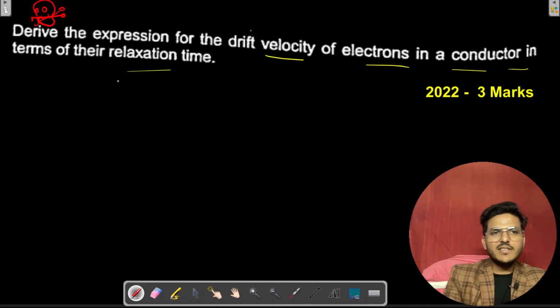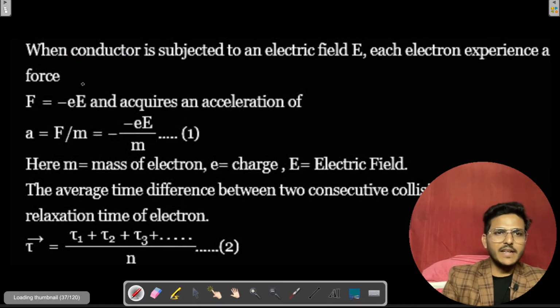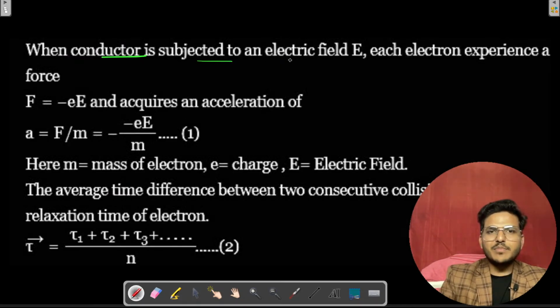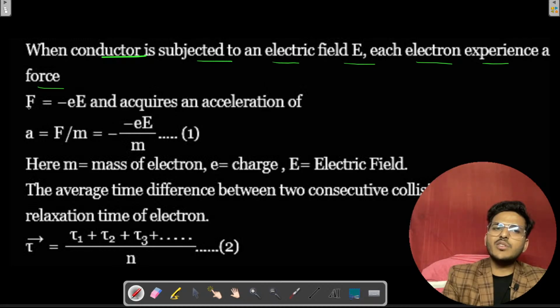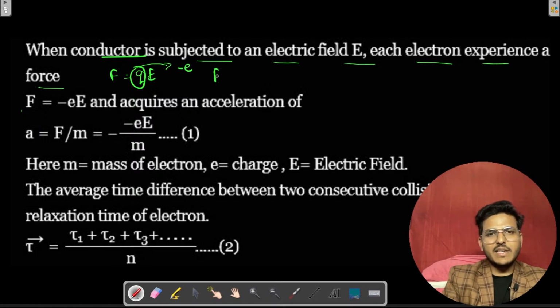All right. When a conductor is subjected to an electric field E, each electron experiences a force. And what is the force? That is F equals QE. As you know, F equals QE. If I'm talking about an electron, then this Q is negative e. Then F equals negative eE.